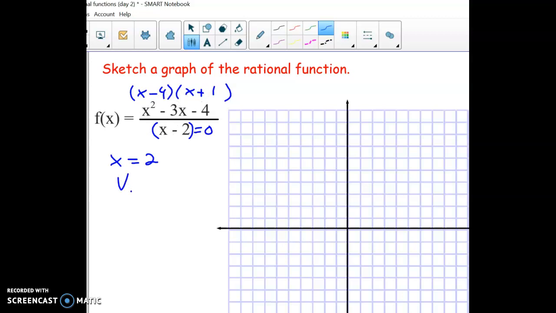So that means there is a vertical asymptote at 2. So I'm going to go to 2 right away and then just draw in my asymptote. Okay, so I draw it in and label it.